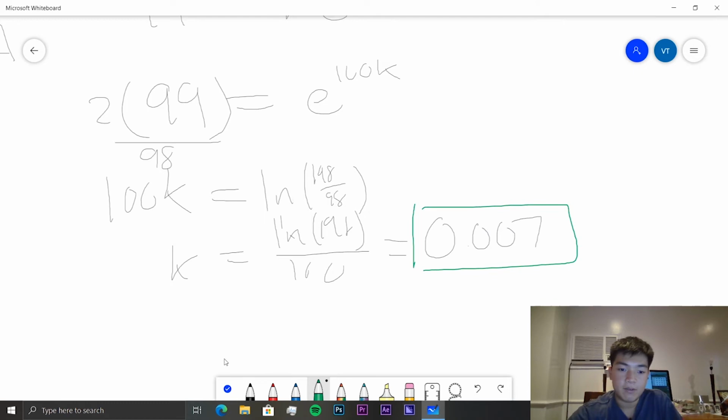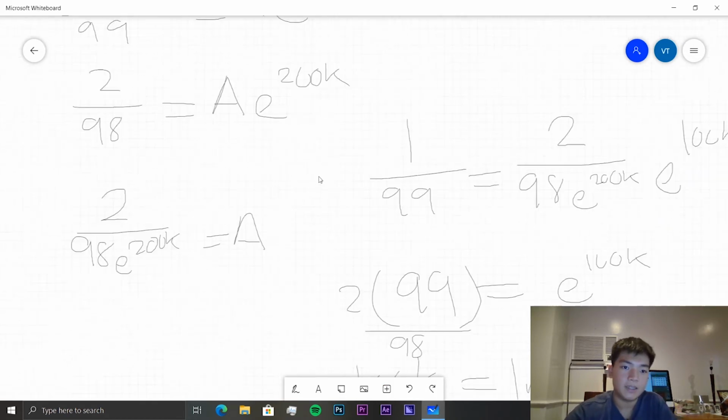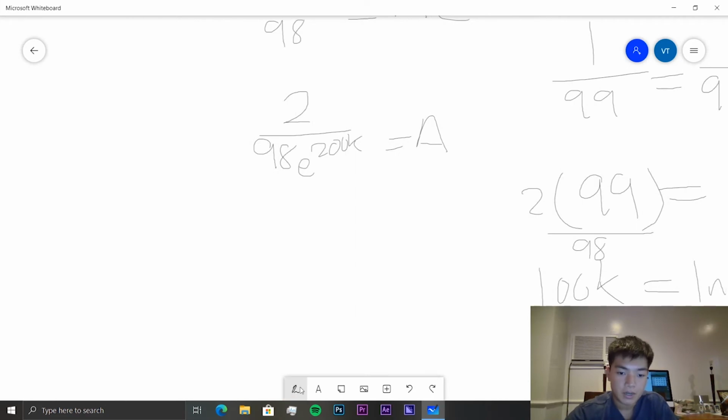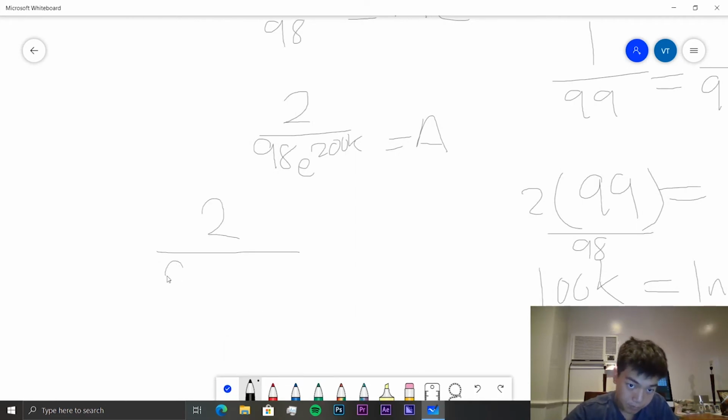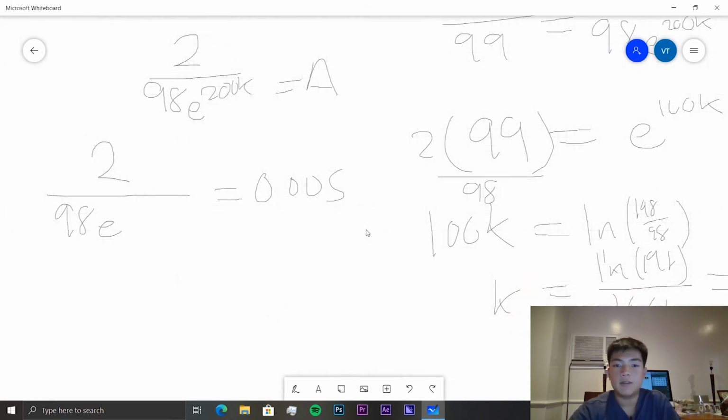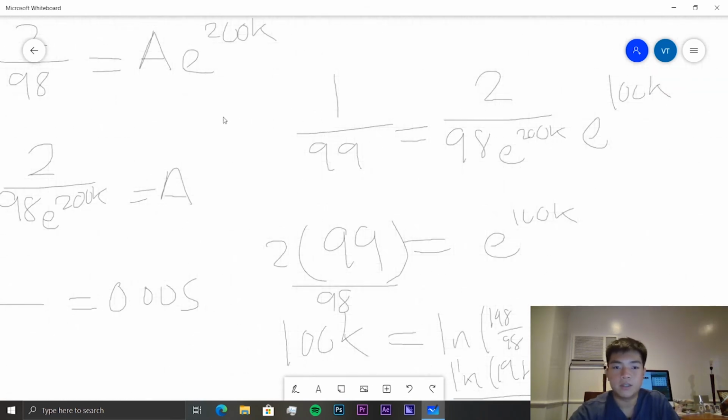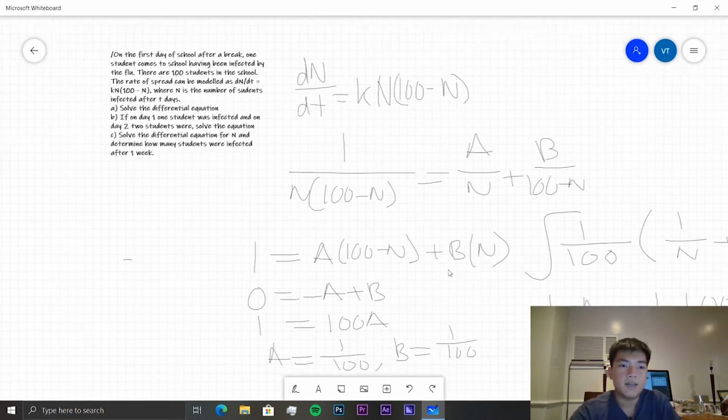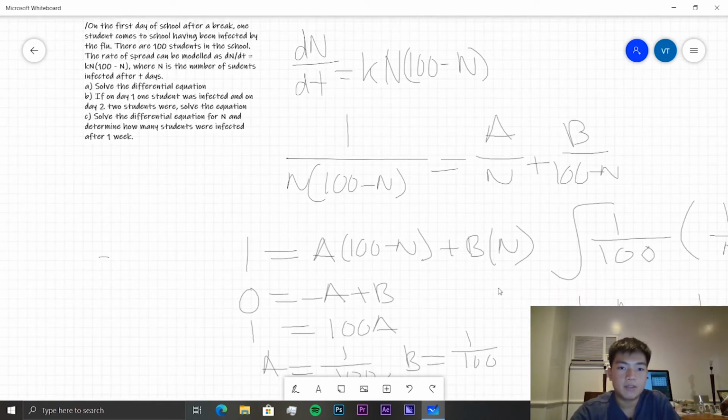So that's k, and now we need to find a. We can do that by substituting this back into one of the original equations here. So we have 2 over 98 e 200 times 0.007. So we have e to that times 98, and so we have 2 over that. So I'm getting that a is equal to around 0.005. So a is around 0.005 and k is around 0.007. So finally, we need to find how many students were infected after 1 week.